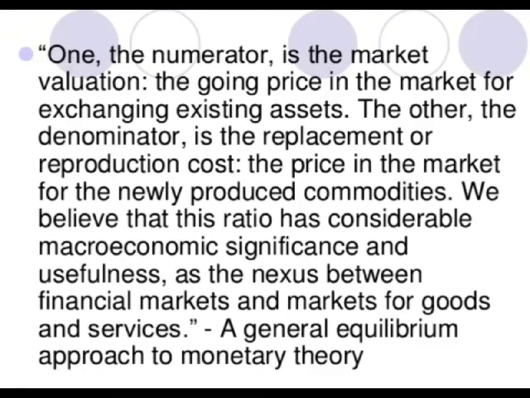The numerator is the market valuation, the going price in the market for exchanging existing assets. The other, the denominator, is the replacement or reproduction cost, the price in the market for newly produced commodities. We believe that this ratio has considerable macroeconomic significance and usefulness as the nexus between financial markets and markets for goods and services. A general equilibrium approach to monetary theory.